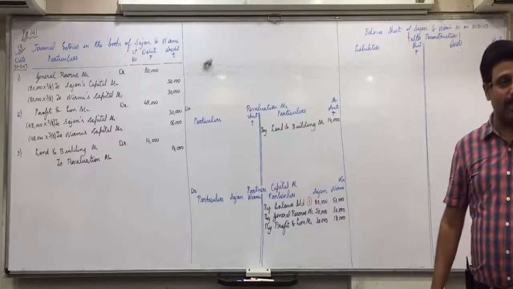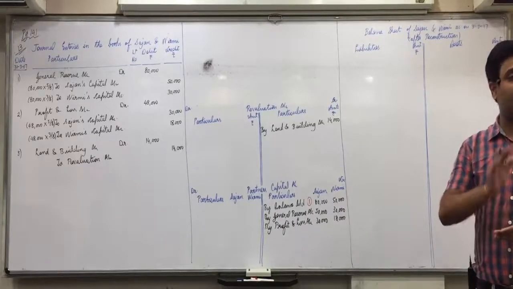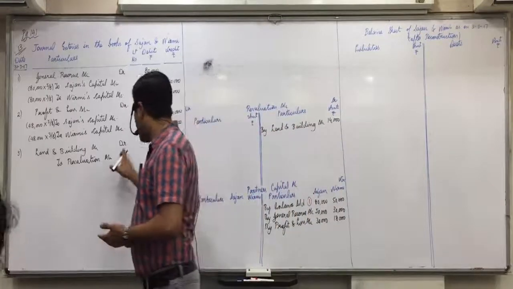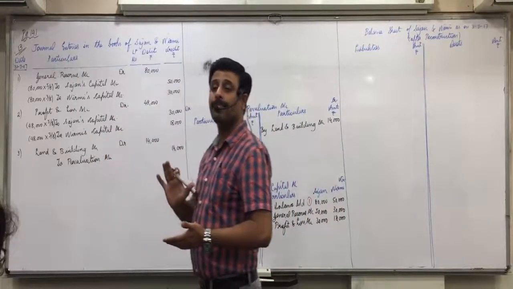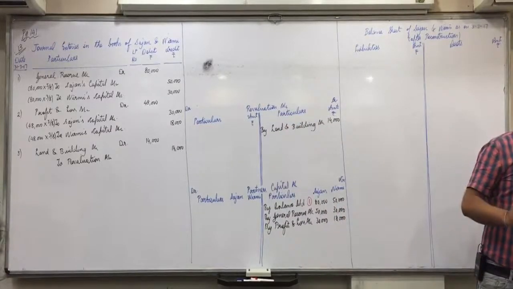Any doubt with the first effect? No, sir. Now listen, land and building is an asset having a debit balance. Land and building has a debit balance and we debit it again, debit plus. We will add in land and building. Put a tick on land and building.